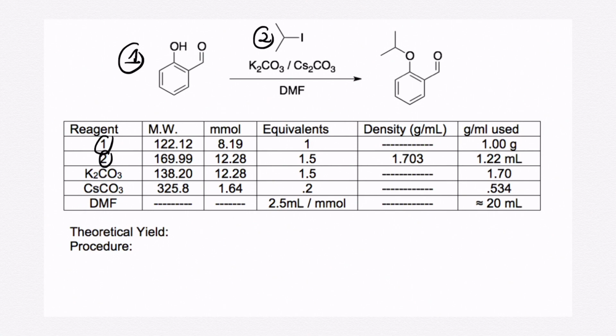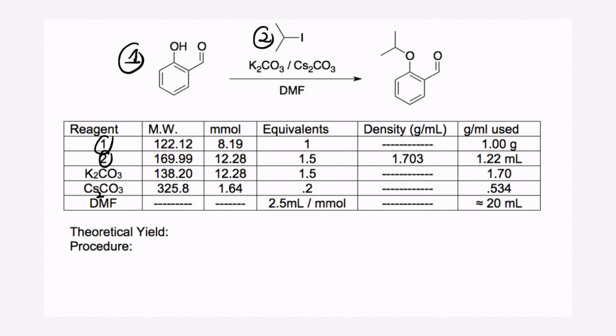In this reaction scheme, we're going to set salicylaldehyde to 1 equivalent. That's because this is the main compound that we're performing a transformation on. So relative to salicylaldehyde, we will have 1.5 equivalents of 2-iodopropane, 1.5 equivalents of potassium carbonate, and 0.2 equivalents of cesium carbonate. There should be a subscript 2 right there, my bad. And then DMF is going to be a volume to millimole ratio. So for every millimole of salicylaldehyde I have, I'm going to have 2.5 milliliters of my solvent DMF.